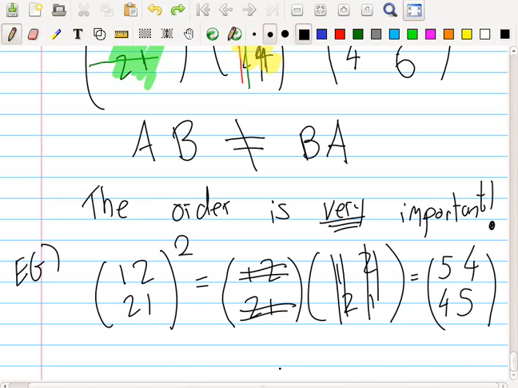So this is one example of a few examples when the order can be swapped. For example, if I swap this one and this one, will it change the answer? Will this change the answer if I swap this and this? No, because they're the same. Like if I swap these, no change, because they're the same.